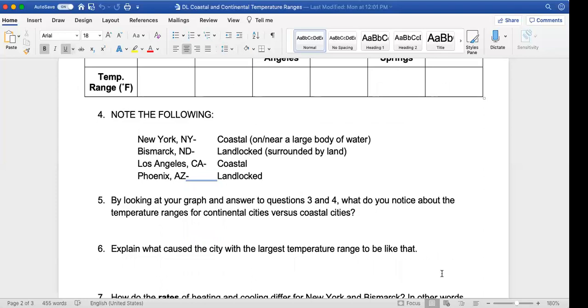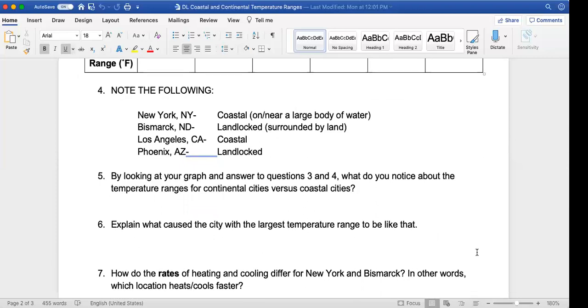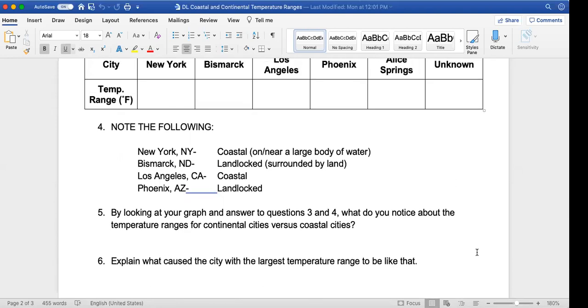So by looking at your graph and answers to questions 3 and 4, what do you notice about the temperature ranges for continental cities versus coastal cities? The answer for that is that the temperature ranges for continental cities are going to be greater than the temperature ranges for coastal cities. So what you'll notice is when you subtract the lowest temperature out of the 12 months from the highest temperature out of the 12 months, the biggest number will be for your continental cities like Bismarck and Phoenix. So continental cities will have a greater temperature range than coastal cities.